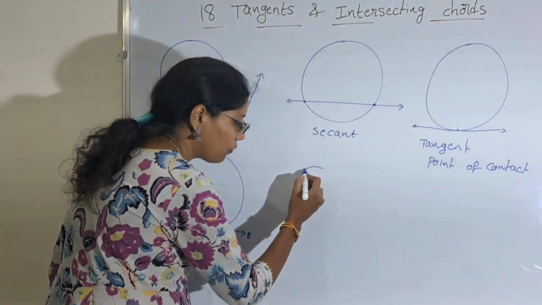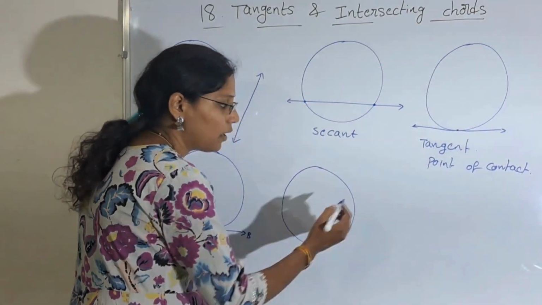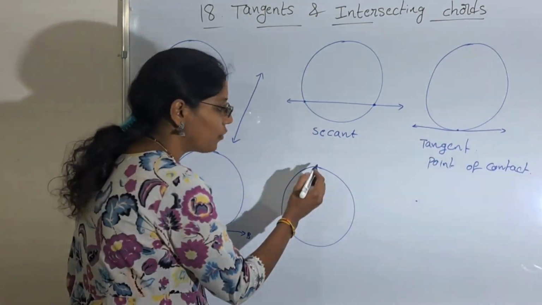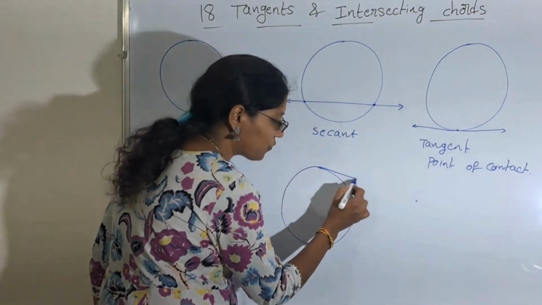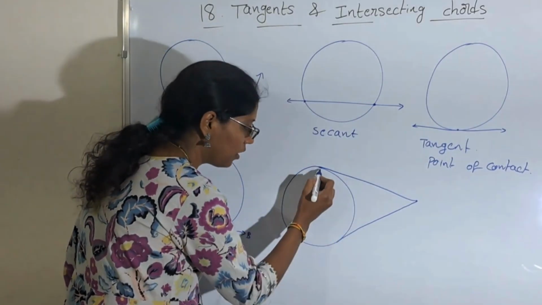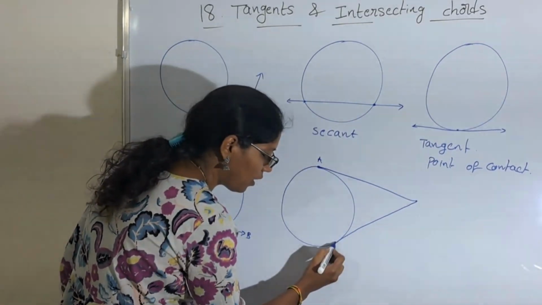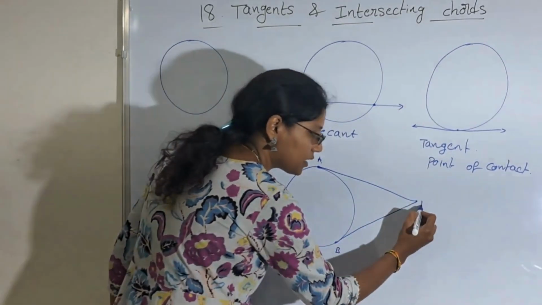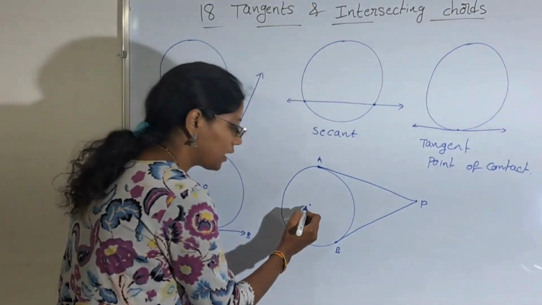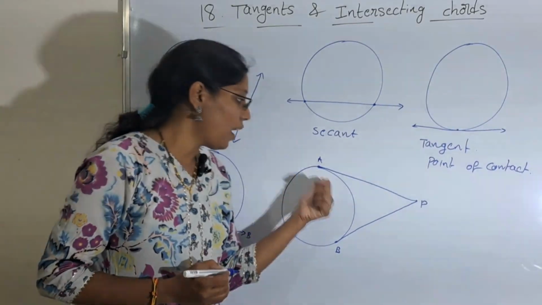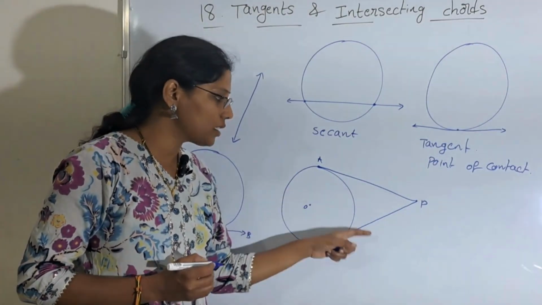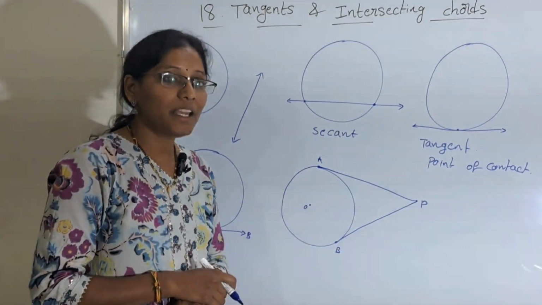Next, one more. We have to draw one circle. We have to consider one point, an external point to the circle. We have to draw two tangents from the point to the circle. This is A and this is B. This is some point P we have to consider. This is the center of the circle O. When we draw these two tangents to the circle, the two tangents will be equal. Why will they be equal?